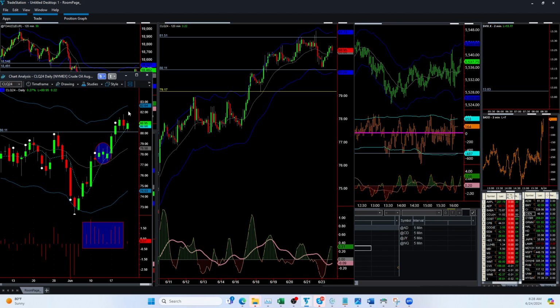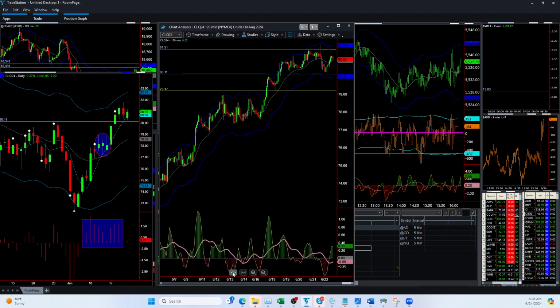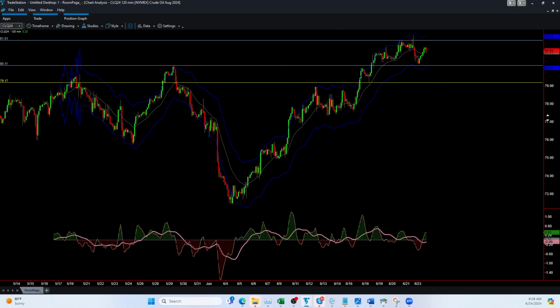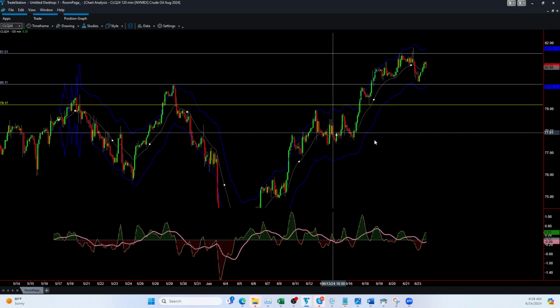But as opposed to really getting a close down there, we tested, held, and now we're back inside of Friday's bar. 120-minute display, another one where we have to really blow these things up to get enough data into the mix.